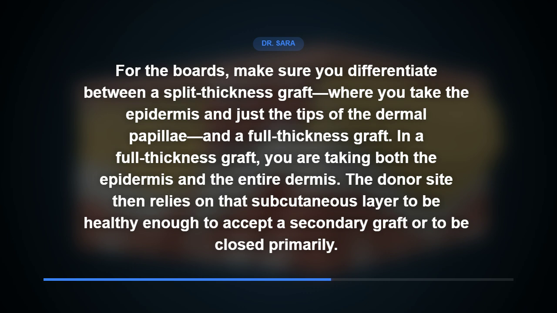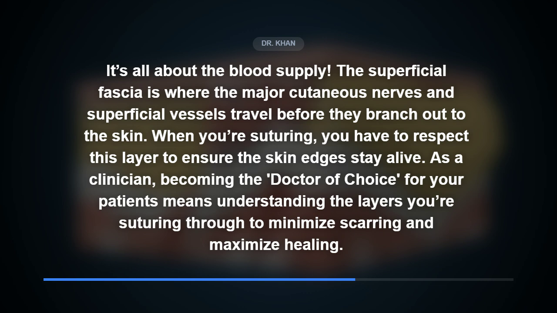For the boards, make sure you differentiate between a split-thickness graft, where you take the epidermis and just the tips of the dermal papillae, and a full-thickness graft. In a full-thickness graft, you are taking both the epidermis and the entire dermis. The donor site then relies on that subcutaneous layer to be healthy enough to accept a secondary graft or to be closed primarily. It's all about the blood supply.